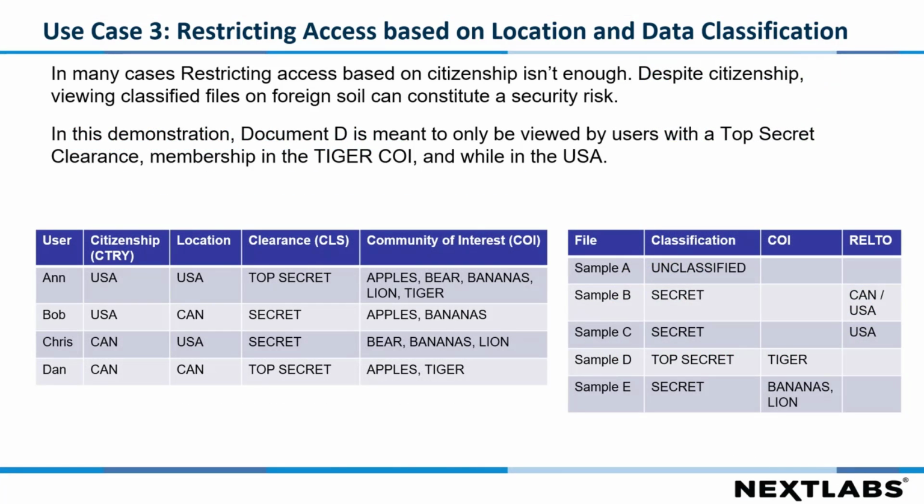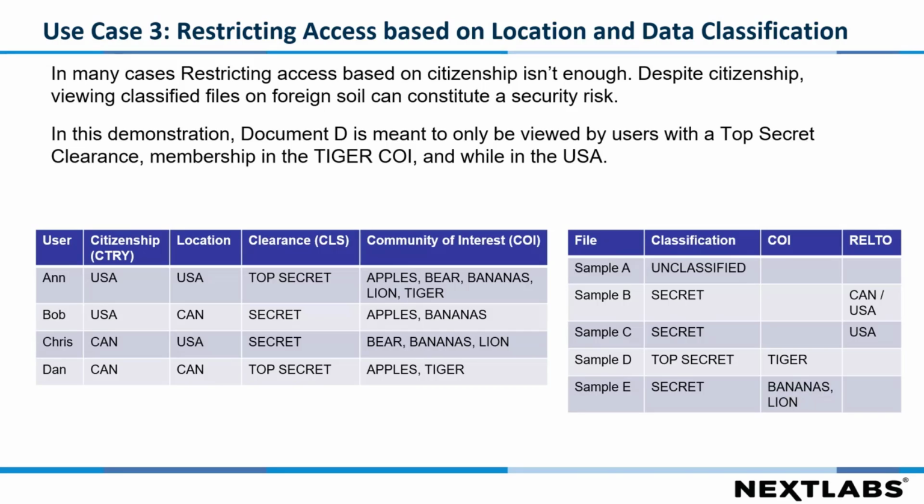For this use case, we're adding another type of attribute for consideration, location. To begin, we're going to go back and look at that earlier email where Ann sent sample D to Dan. Remember, sample D is only meant to be viewed by users with a top secret clearance, a membership in the Tiger community of interest, and while in the US.